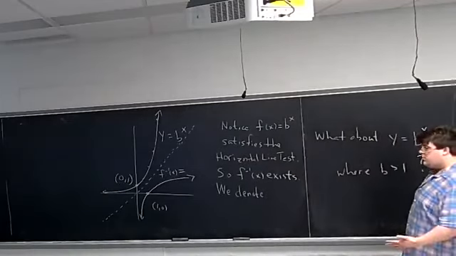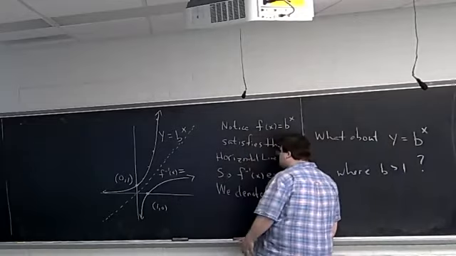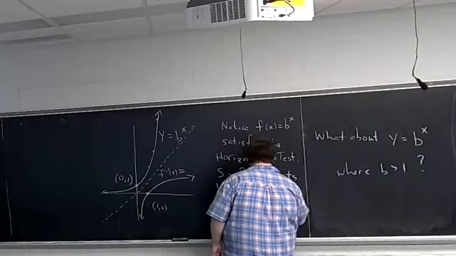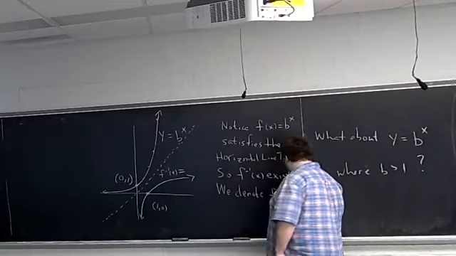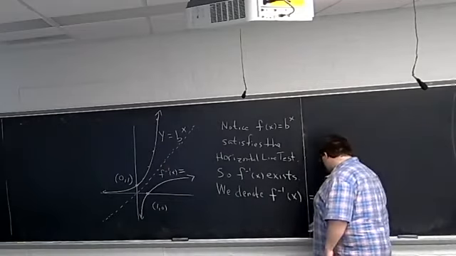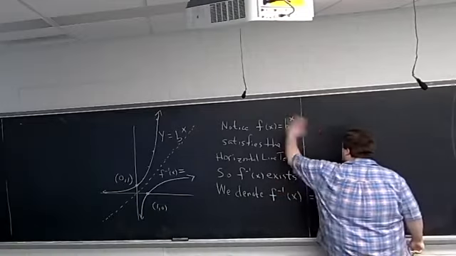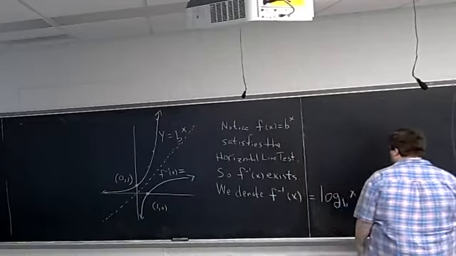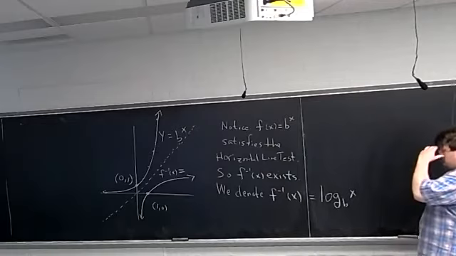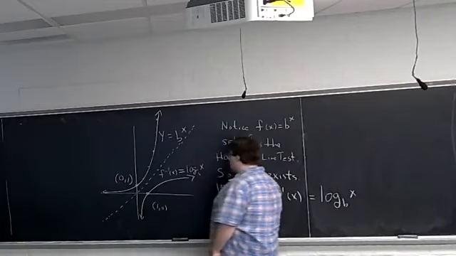This curve shows up frequently. It's a very important curve. More on that in a moment. But since it shows up so frequently and since it is so important, we call it something else. We denote f inverse of x. I'm going to go on to this other board so that the math stays on one line. We denote f inverse of x as log of x, with a b down there. So for a general exponential b to the x, we denote its inverse, the logarithm of x with base b, like that. So this curve over here is log x with base b.